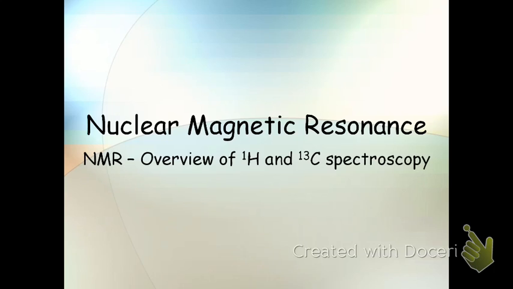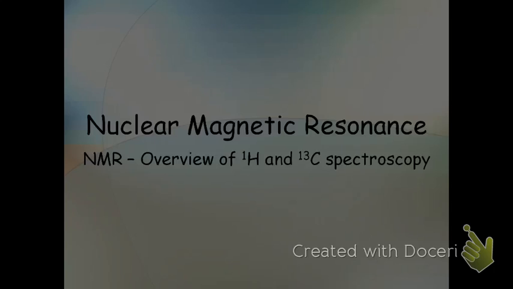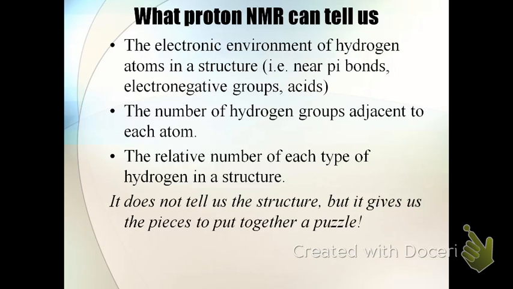First, though, I want to tell you what NMR can tell you, at least what proton NMR, or hydrogen 1 NMR, can tell us. So it can tell us what hydrogen atoms are next to in a structure. So if you're near pi bonds or you're near electronegative groups, if you are an acid hydrogen, NMR can actually tell us a lot about what environment the hydrogens are in.